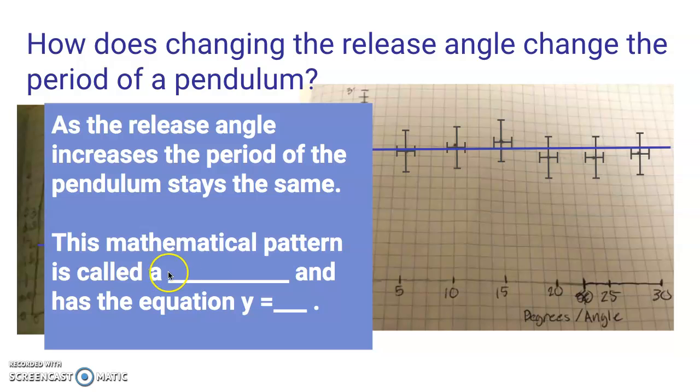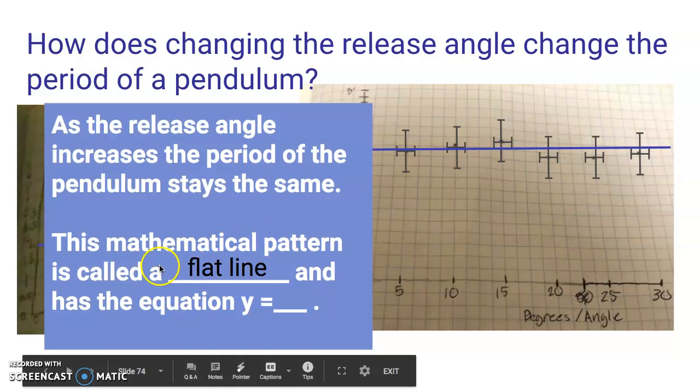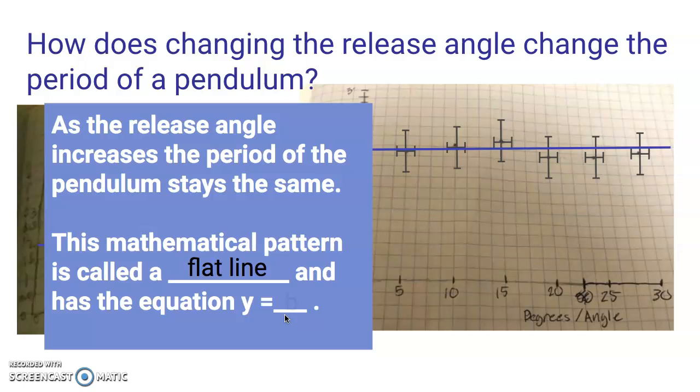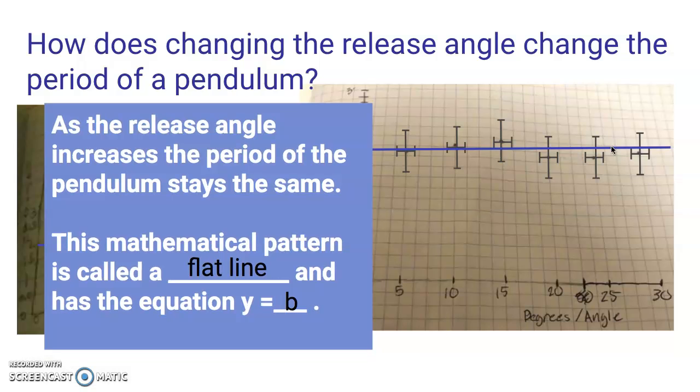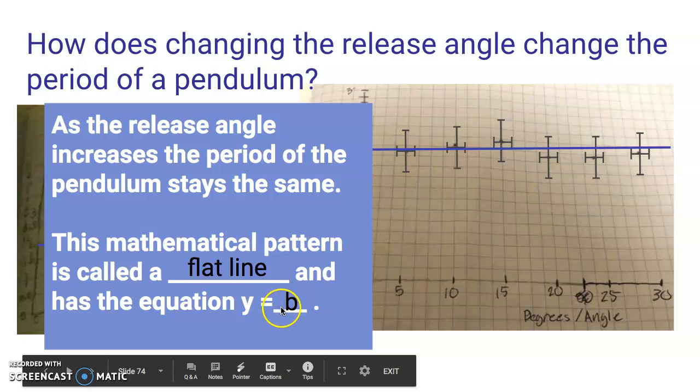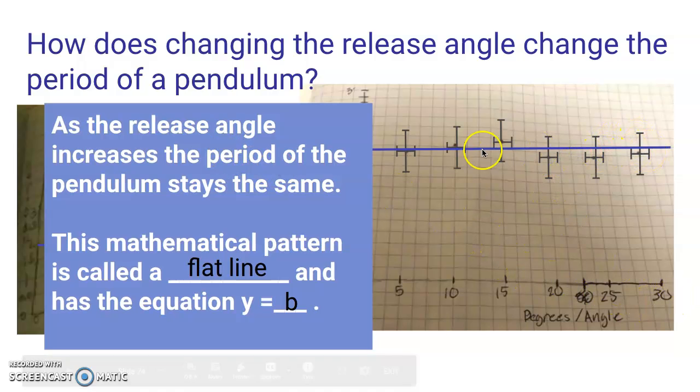This mathematical pattern is called a flat line, pretty boring, and has the equation y equals, what would that be in math class? Take a moment, think about it. I'm going to say y equals b. So you remember y equals mx plus b. Well, on a flat line, there's no m, there's no slope. Slope is equal to 0. So that means x doesn't matter. So then y is just always the same thing, y equals b. So that tells me if I had a release angle of like 45 degrees, I would still predict the same period of the pendulum as I got at 10 degrees and 20 degrees.